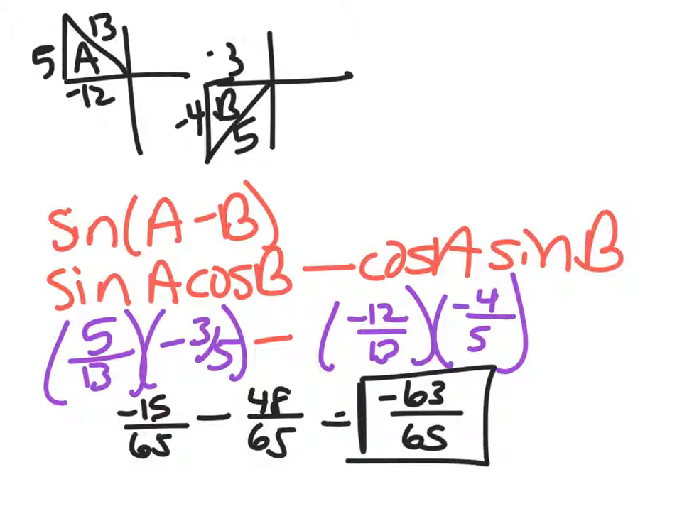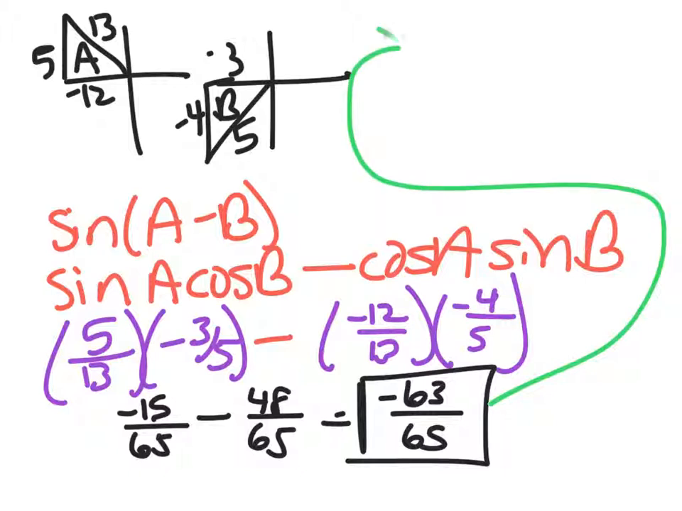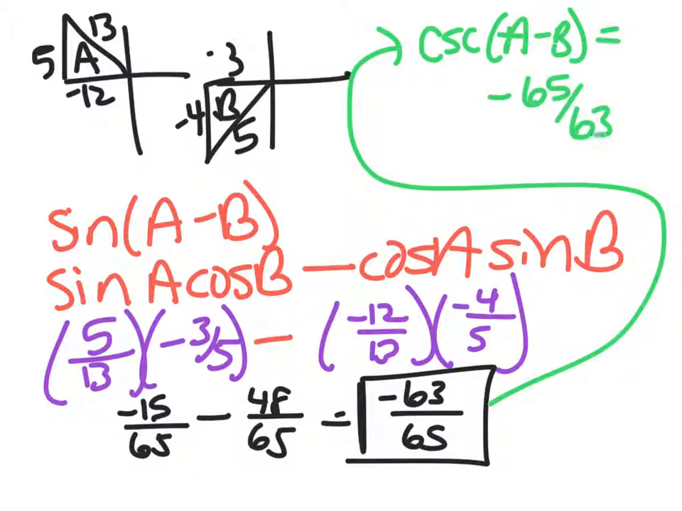That is my sine. But then part B also said to find cosecant. So I'm going to come up here because I don't need much space. And if you recall, cosecant is reciprocal sine. So all you really have to do is find the sine ratio and flip it upside down. So that's negative 65 over 63.